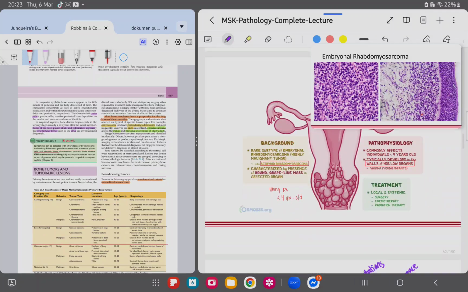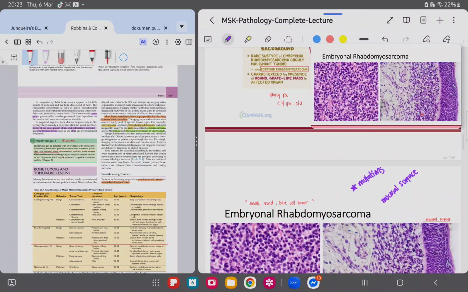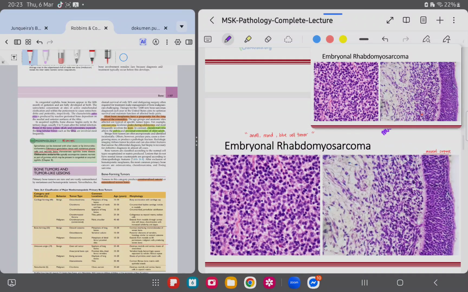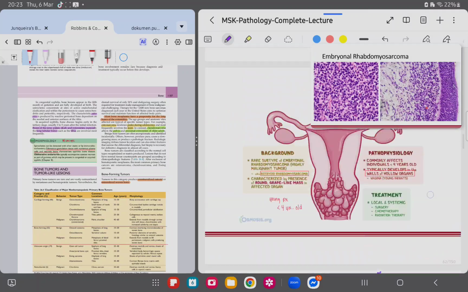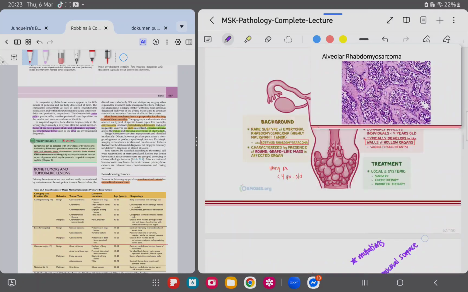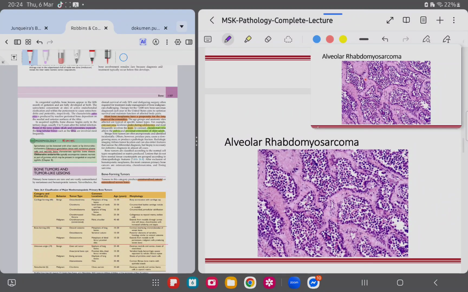In contrast, your alveolar rhabdomyosarcoma vaguely looks like your lungs, but you can see the malignant cells filling up these spaces. Okay, and definitely these are not pulmonary tissues. These might be soft tissues in the head, in the neck, or in the deep soft tissues of the viscera.